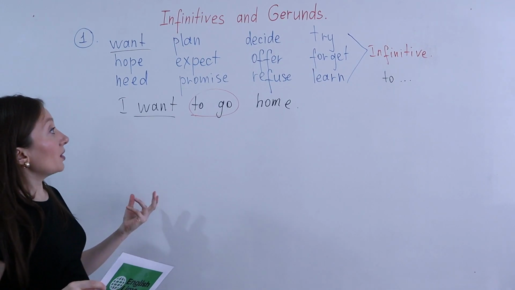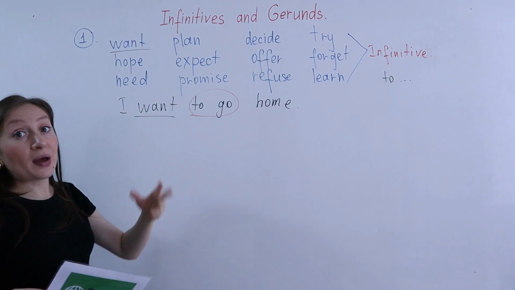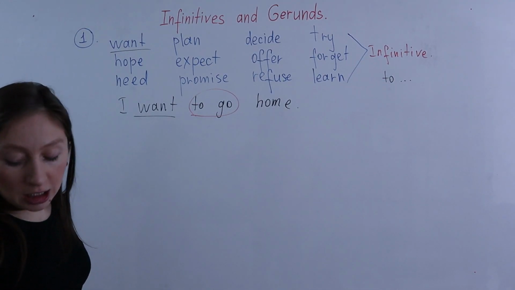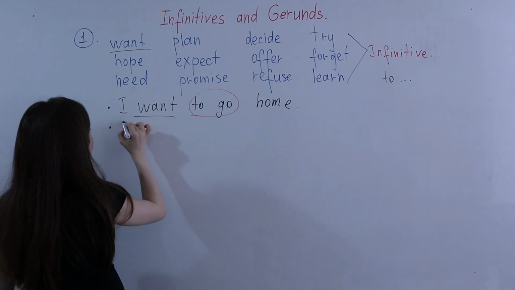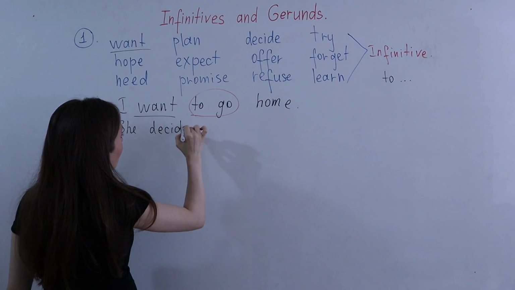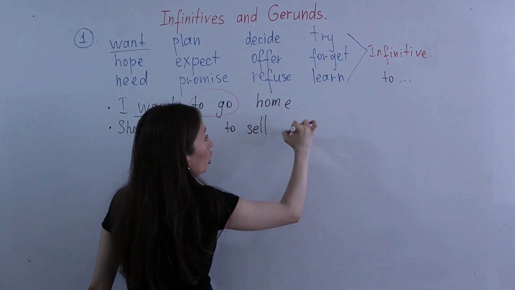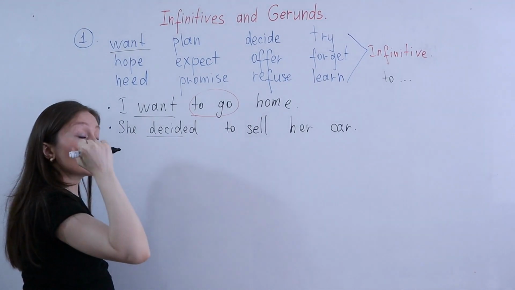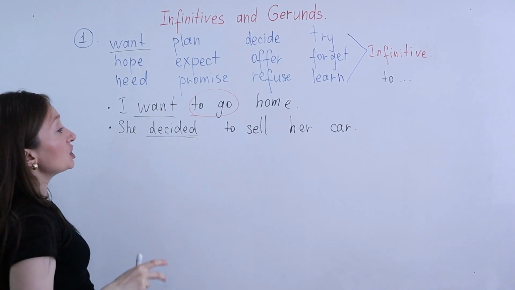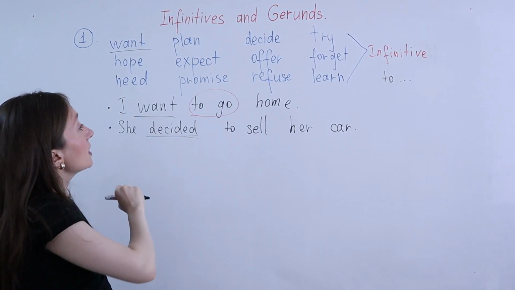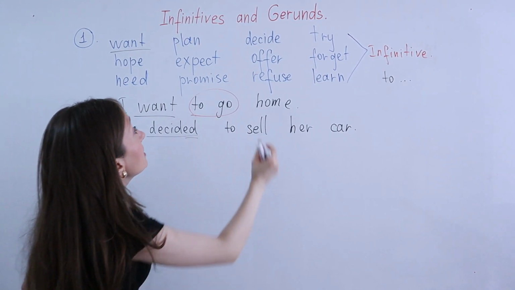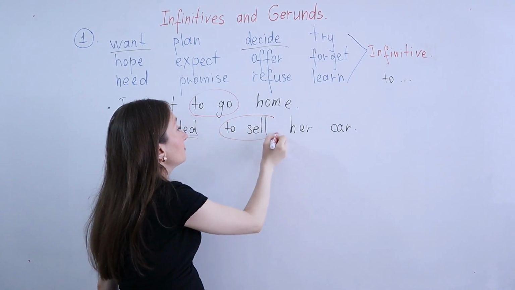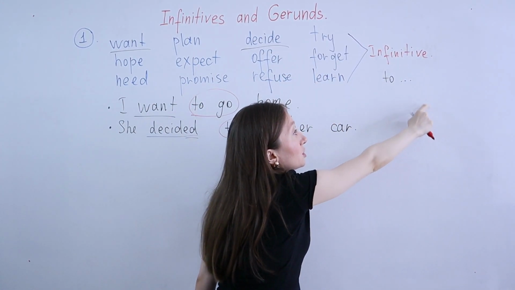One more example. I need to go home. I hope to pass this exam. Or she decided to sell her car. Let me write it. She decided to sell her car. The main verb is decide, in the past simple, where we add ed. She decided. So after decided, we use infinitive. And the infinitive is to sell.